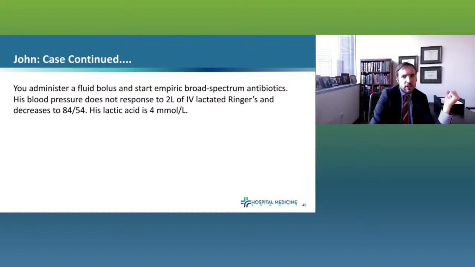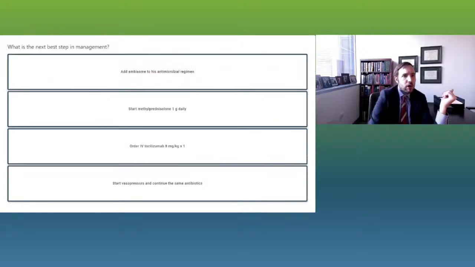He's getting some fluids. He's getting empiric broad spectrum antibiotics like you guys ordered. His blood pressure is not responding to 2 liters of IV fluids, and he's still in the systolic 80s, and his lactate's elevated at 4. Now what do we do?